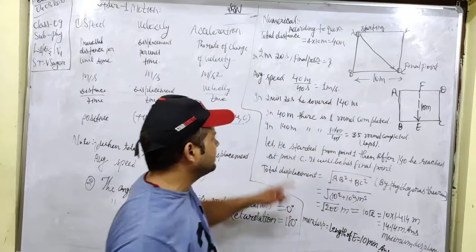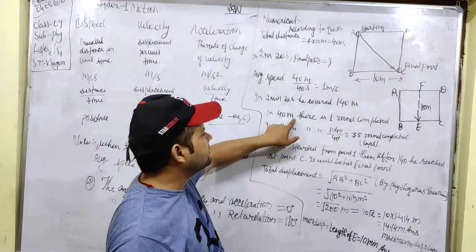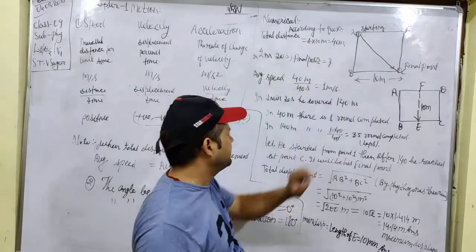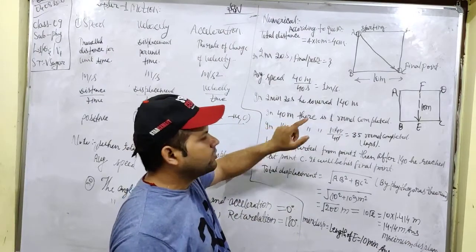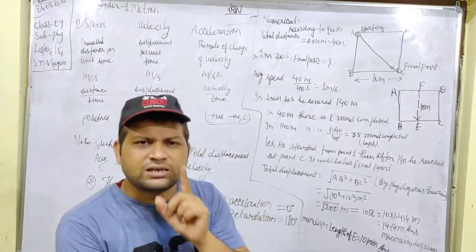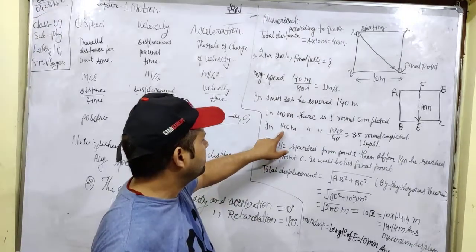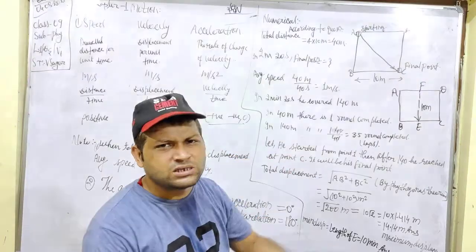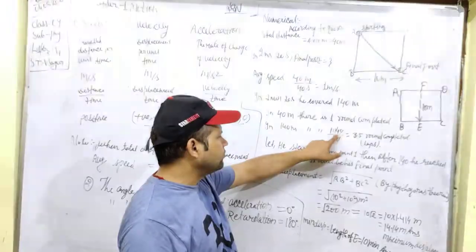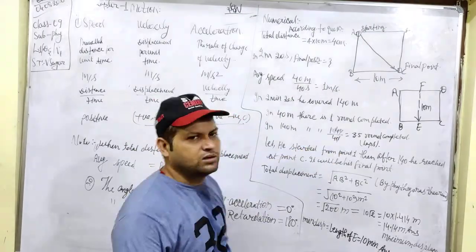In 40 seconds he completes 40 meters. There, one round is completed. In one round, 40 meters is completed. Then in 140 meters, how many rounds are completed? So 140 by 40, right?